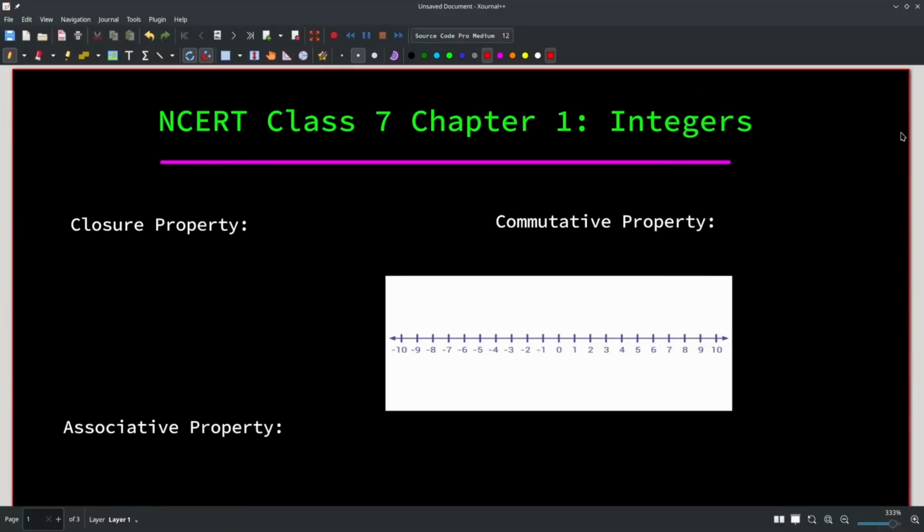Welcome to Roclara. Today we're going to be covering Class 7 Chapter 1 of CBSE, which is integers. We're going to try to finish this as quickly as possible.